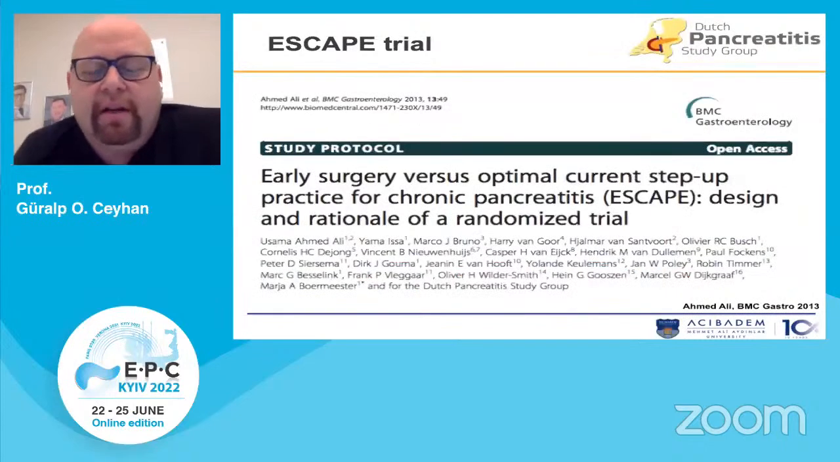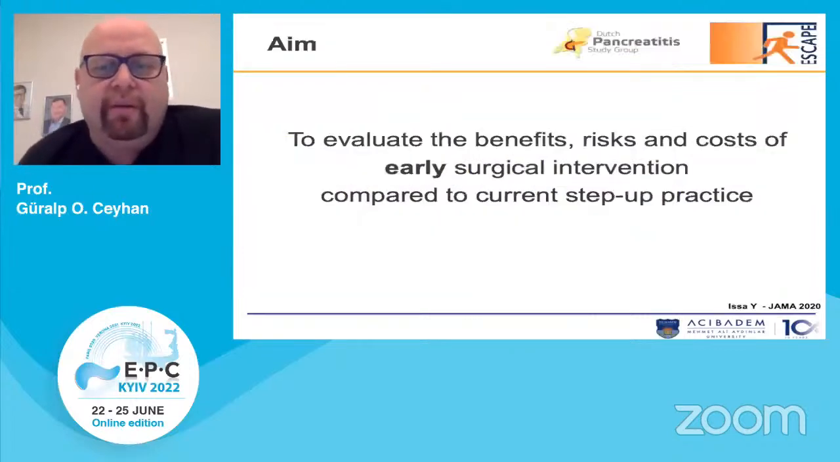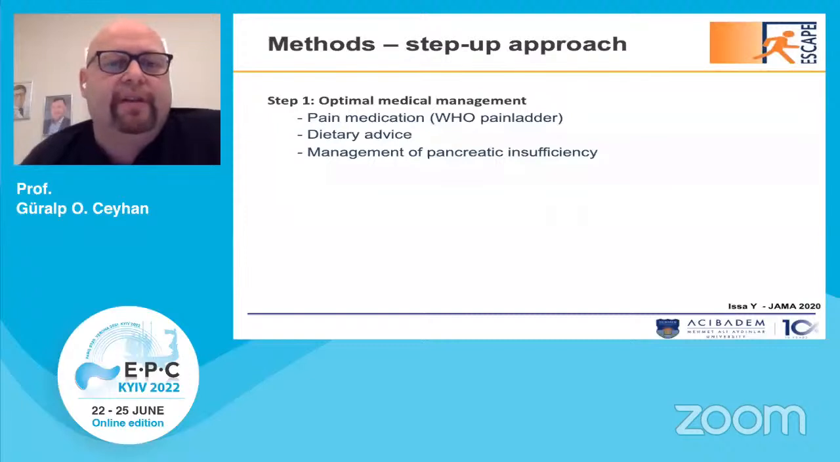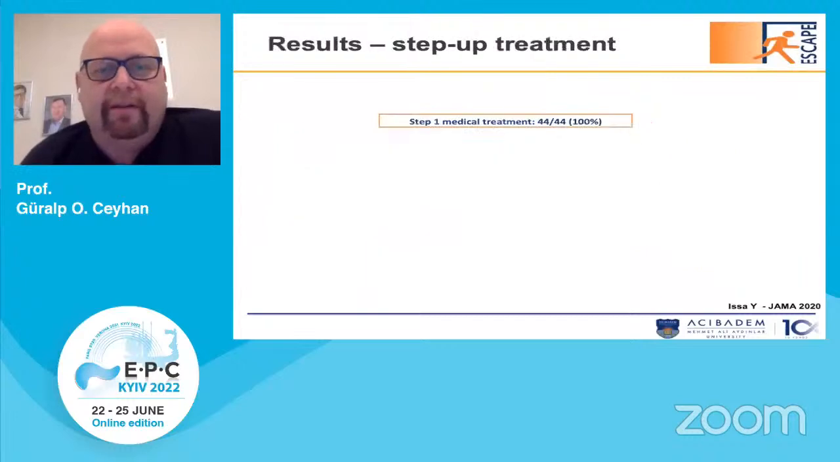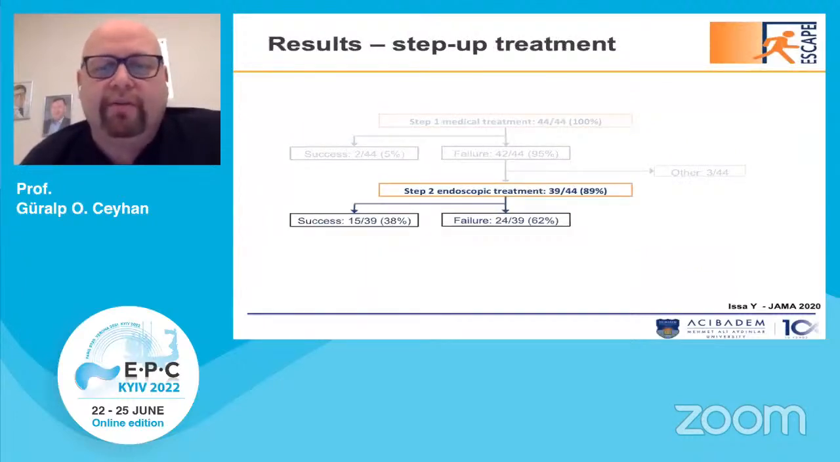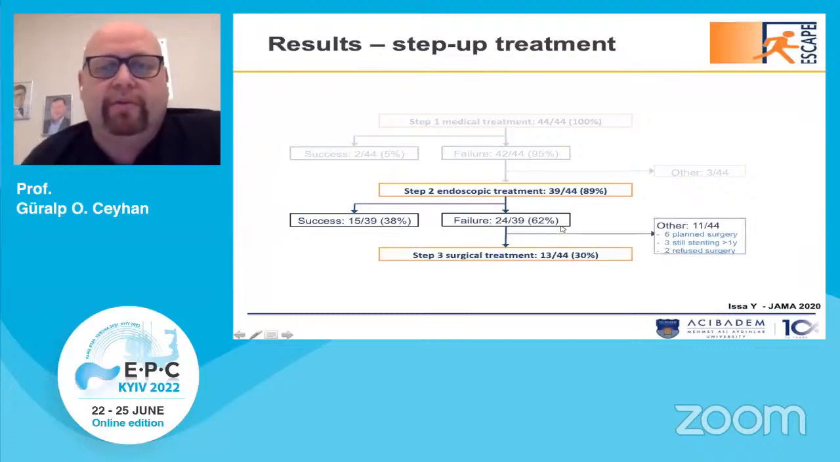And for that, our good Dutch colleagues, again in a wonderful setting, established the ESCAPE trial, and I think you all know them. They wanted to evaluate the risk, the cost, and of course also the outcome regarding pain of early surgical intervention versus the current step-up approach. The first step is always optimal medical treatment. The second, when that fails, is an endoscopic intervention, and when this fails, then to go on to surgery. Of the patients included, 95% failed after the first step. Then endoscopic treatment was applied, with 40% success and 60% failure, and these then went for surgical treatment.